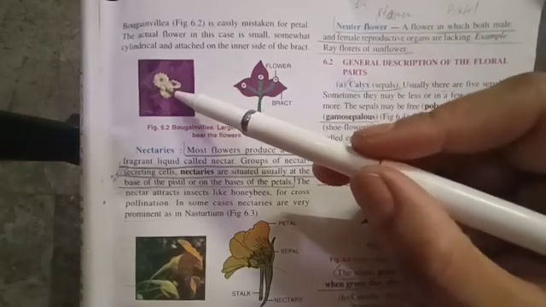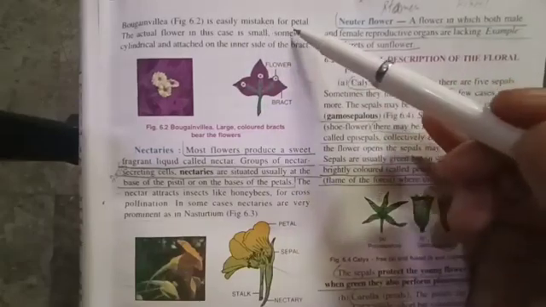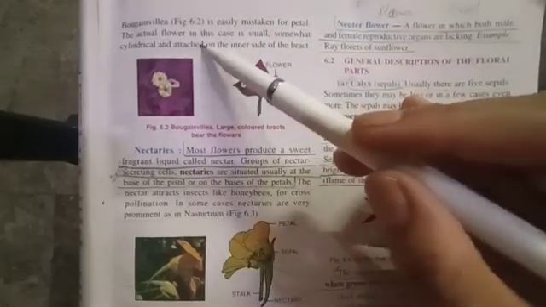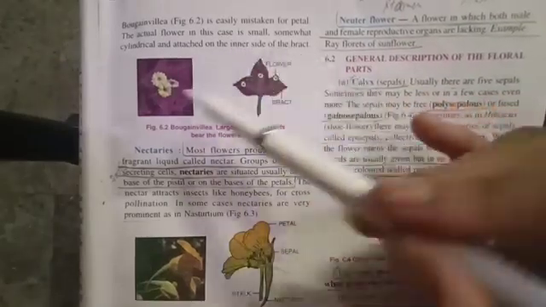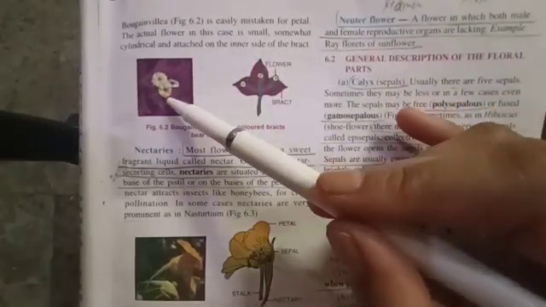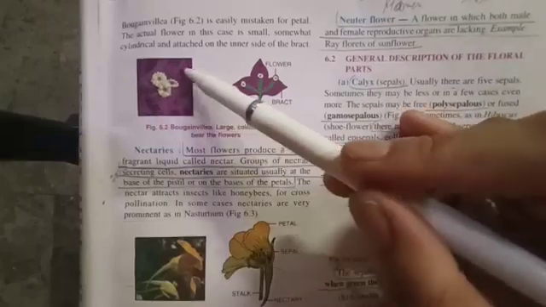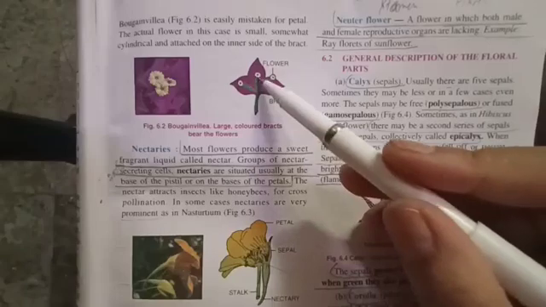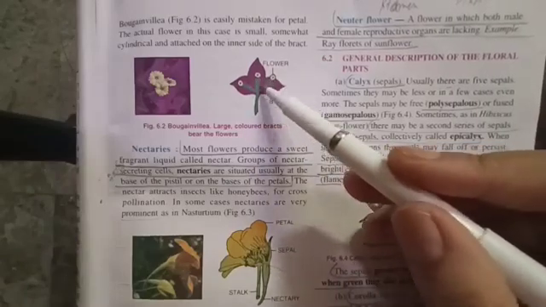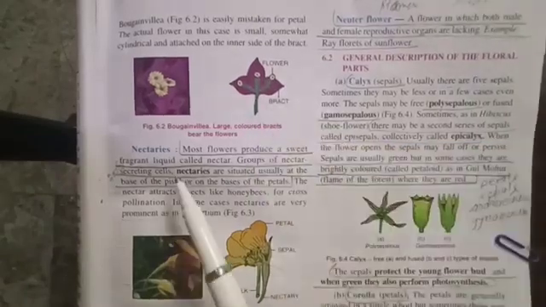It protects the flower structure and is easily mistaken for petals. The actual flower in this case is small, somewhat cylindrical, and attached on the inner side of the bract. The bract protects this flower structure. The cylindrical flower is situated inside the bract.